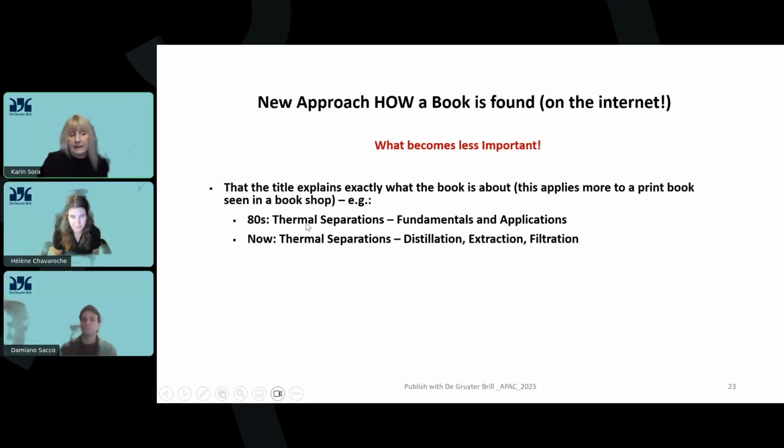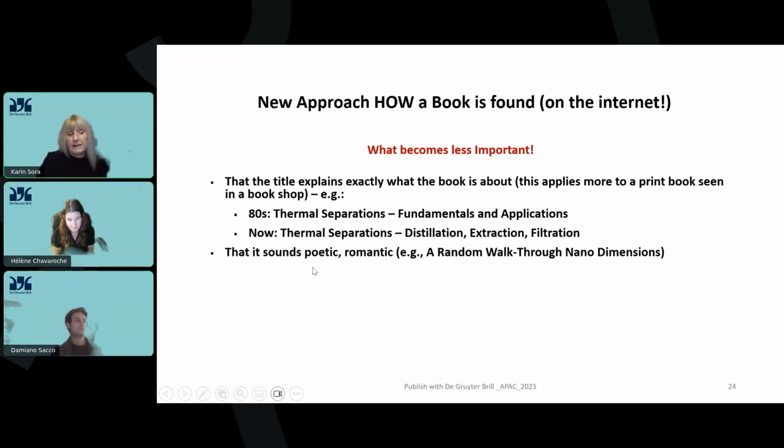Like in the 80s, you would have very many titles like Thermal Separations and then Fundamentals and Applications. This describes what is in the book, but it doesn't help you in the search for the search engine. And it is a wasted space because this is the information that goes out to the catalogs. But fundamentals and applications is not necessarily tied to thermal separations. So nowadays, the subtitle would sound like: Thermal Separations, subtitle, Distillation, Extraction, Filtration. So give additional keywords.